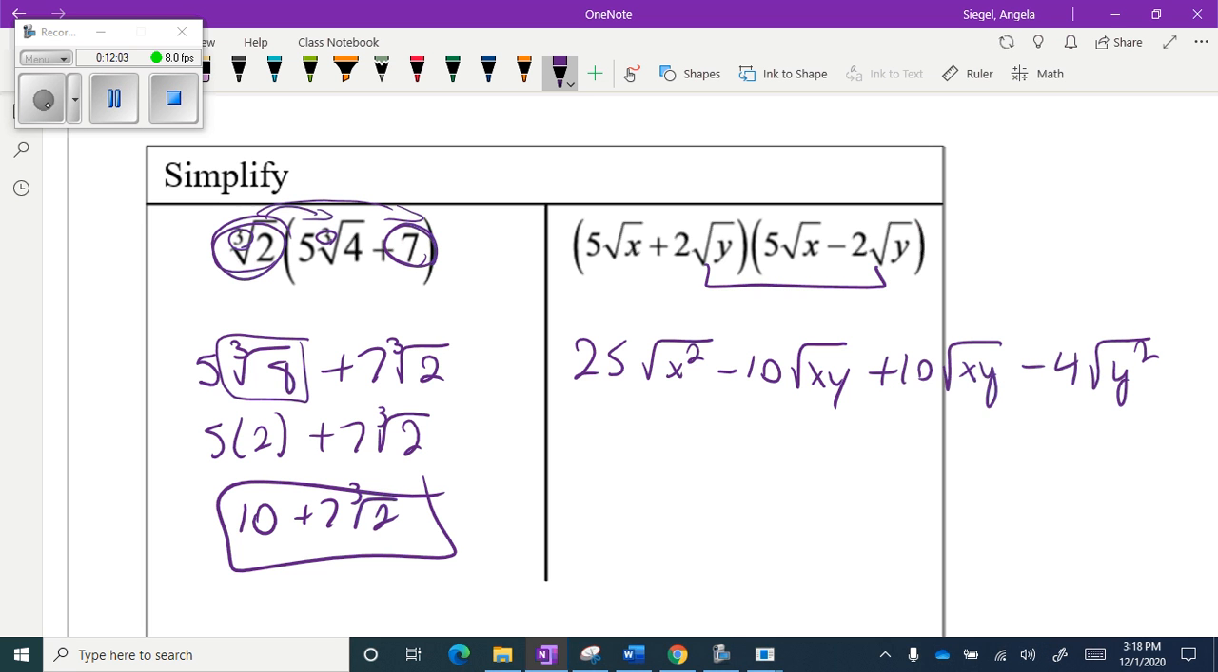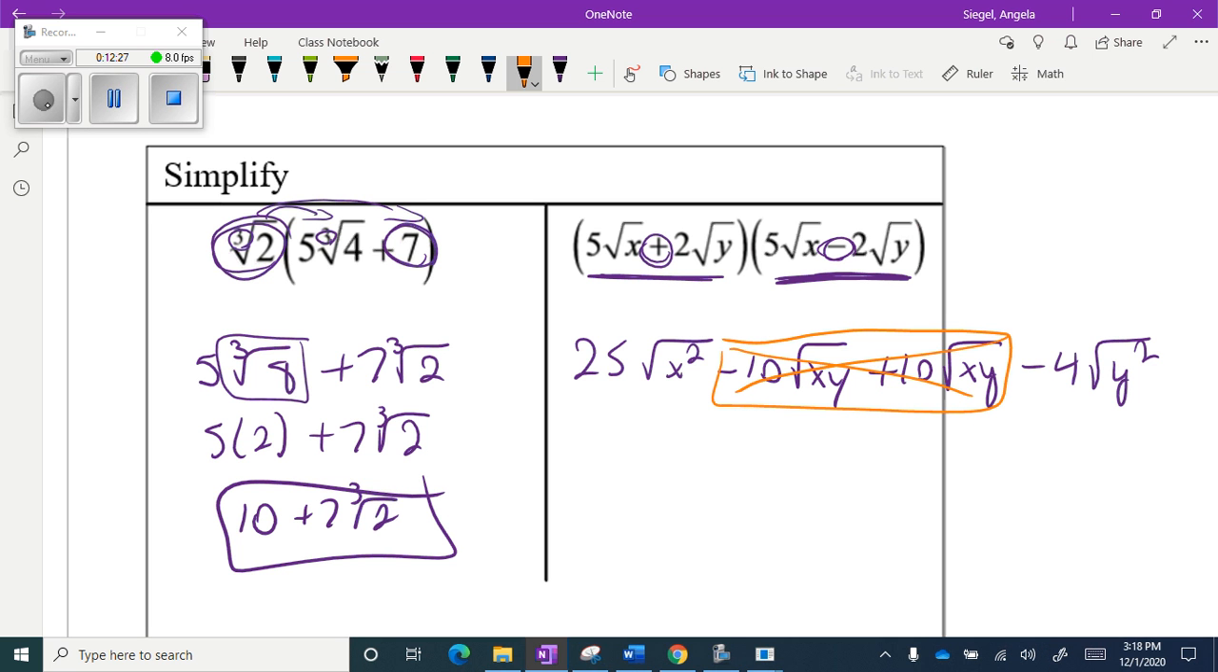So I want to point out something. Notice that these are conjugates. So as yucky as they may seem, they are the same problem, except one is positive and one is negative. We've talked about conjugates so many times before, and when you have conjugates, these middle terms right here will always cancel out. Also, this is the same thing as x, and this is the same thing as y. So my final answer is 25x minus 4y.